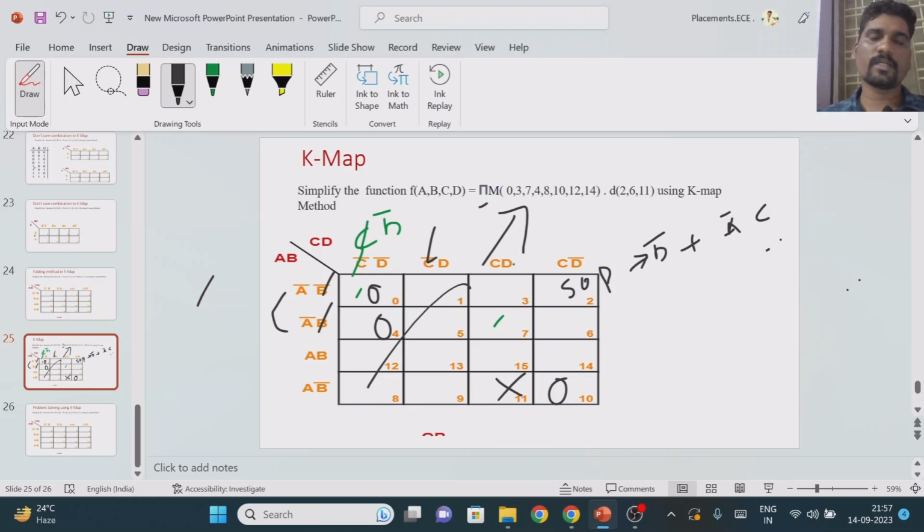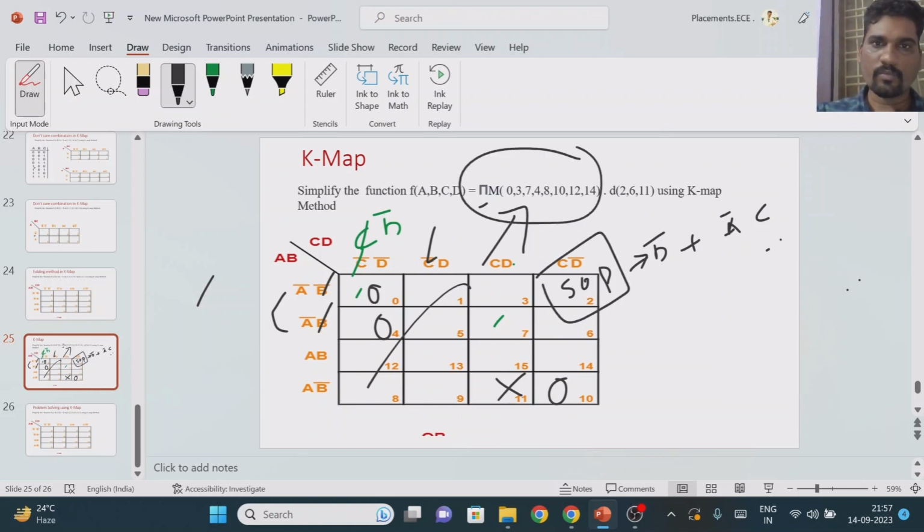We have the procedure, and we are familiar with the SOP function. Even though it is 0, we assumed that as the SOP function, then we completed the problem. So this is the answer we got for the SOP. But the given question output should be in terms of the POS function, right?